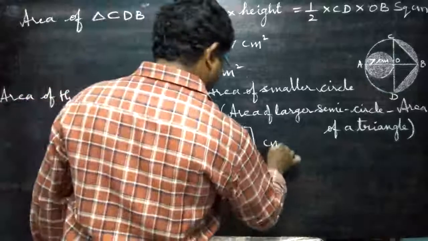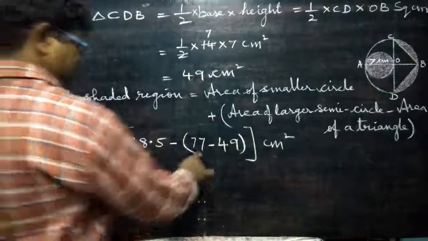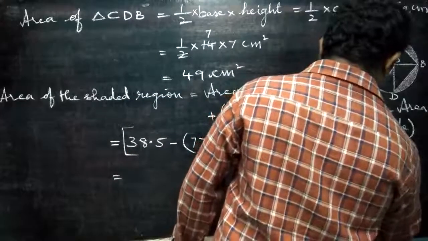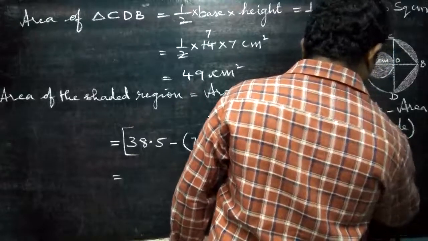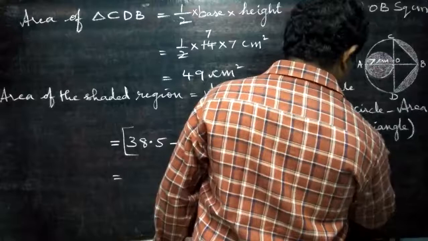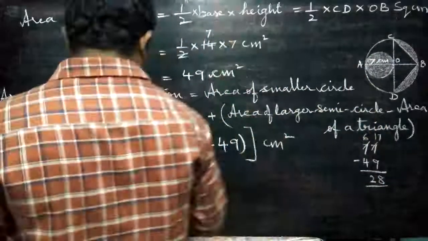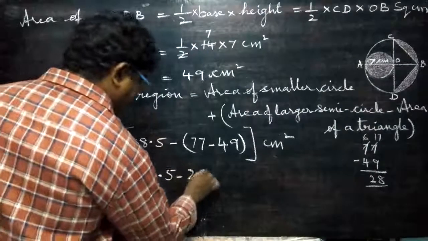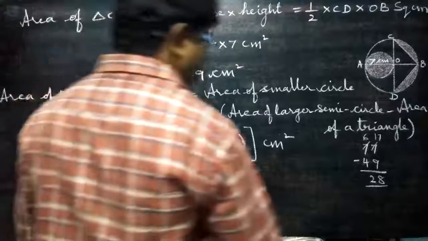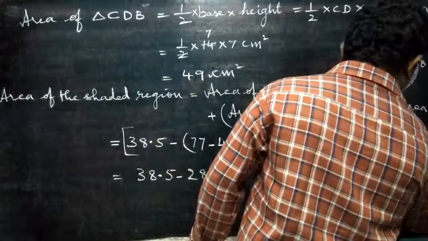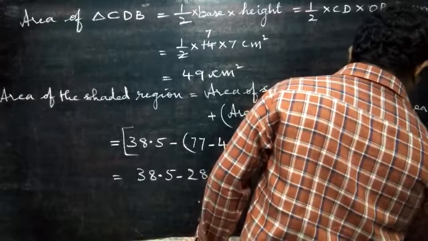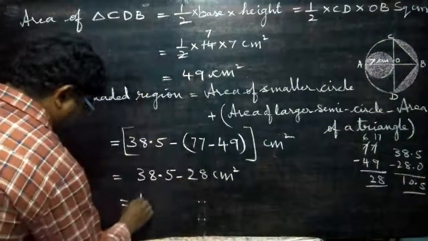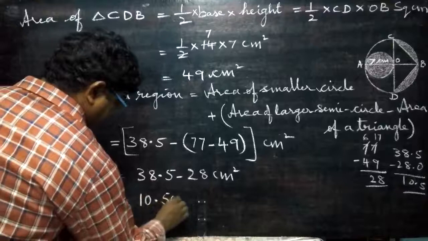This, all you have to simplify, centimeter square. First you subtract 77 minus 49. How much you got? Here 17, so 8. Here 6 minus 4 is 2. So 38.5 minus 28 centimeter square. Now subtract from 38.5, subtract 28.0, 0.5, 0.1. How much you got? 10.5 centimeter square.